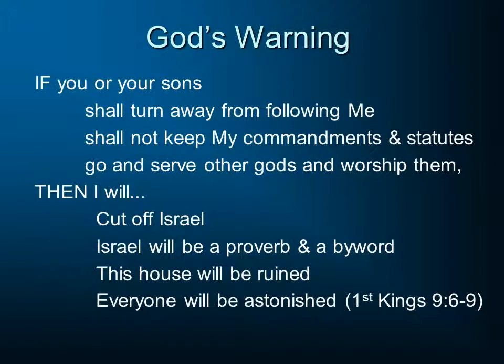If, on the other hand, you or your son shall turn away from following me, shall not keep my commandments and my statutes, shall go and serve other gods and worship them, if you do that, those sorts of things, then I will cut off Israel. Israel will be a proverb and a byword of bad things. This house will be ruined, and everyone will be astonished.